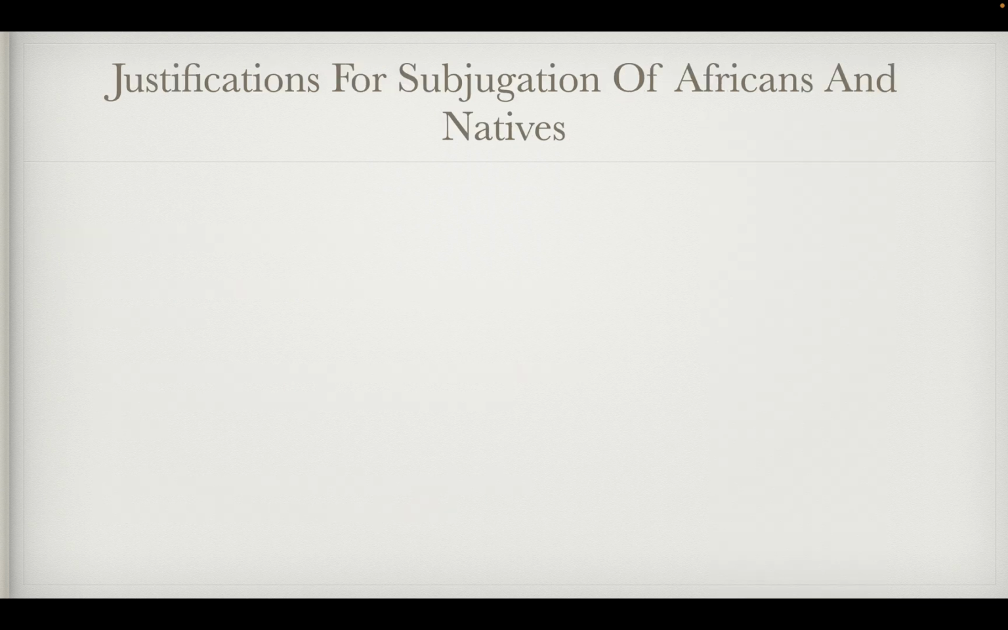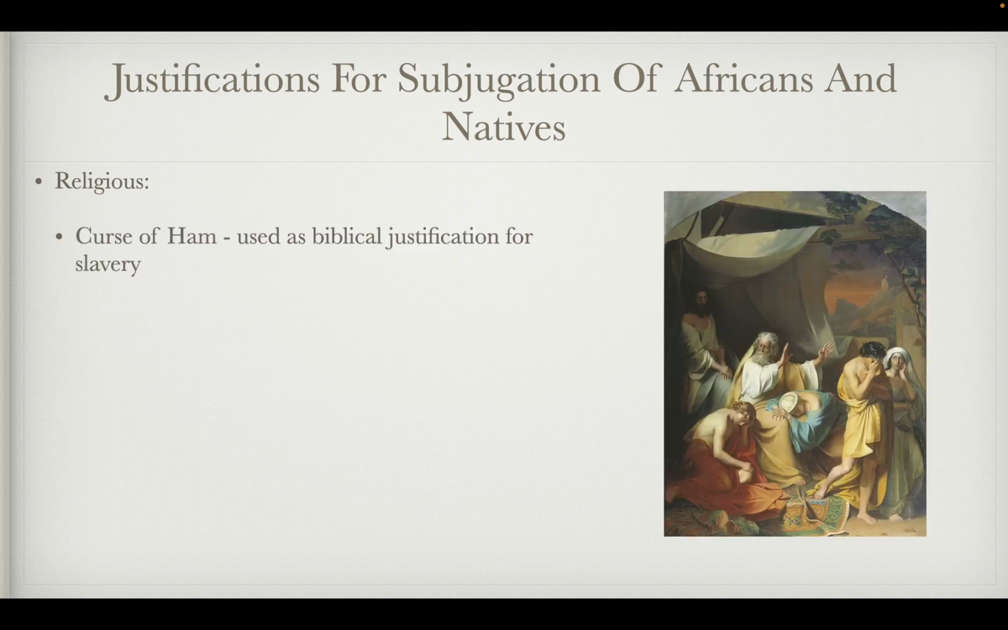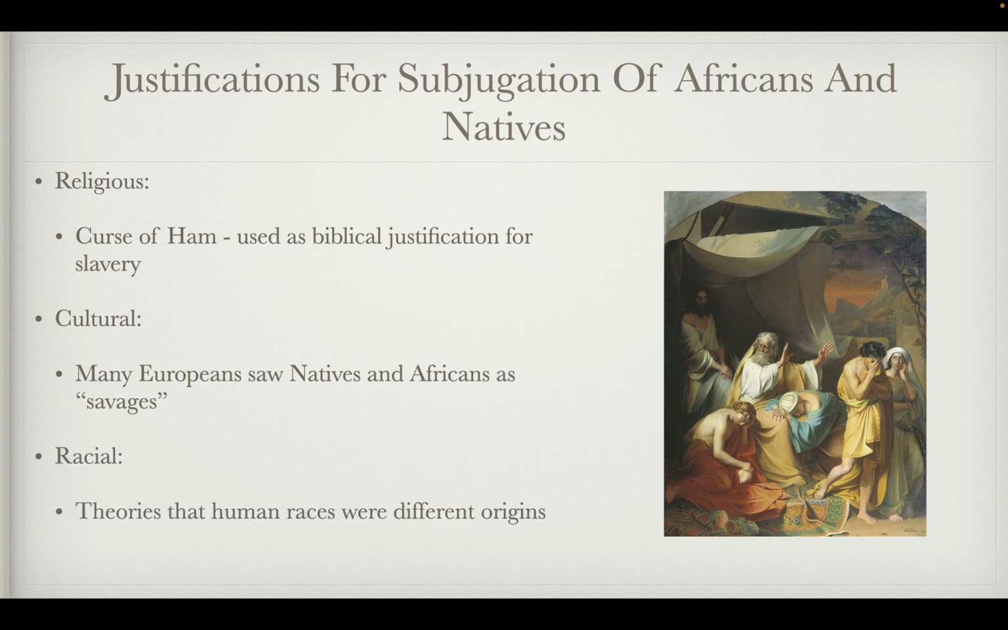Now, the justifications for subjugation of Africans and natives came through religious reasons. The curse of Ham was used as a biblical justification for slavery. Culturally, many Europeans saw natives and Africans as savages or less than human, and that allowed the subjugation of Africans and natives. And then racial, there were theories during this time that human races were of different origins. And this was used to subjugate natives and African Americans.